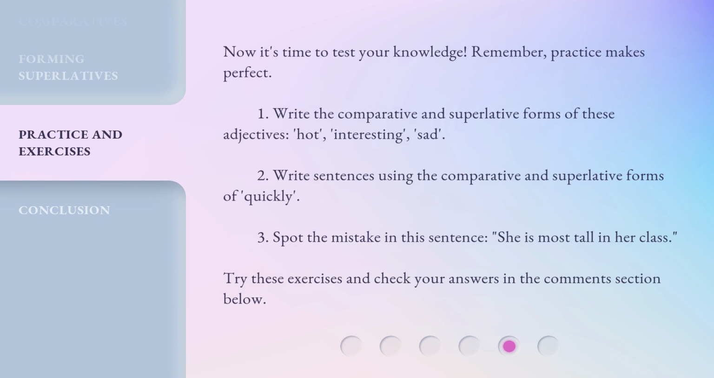Now it's time to test your knowledge. Remember, practice makes perfect. 1. Write the comparative and superlative forms of these adjectives: hot, interesting, sad. 2. Write sentences using the comparative and superlative forms of quickly. 3. Spot the mistake in this sentence: she is most tall in her class. Try these exercises and check your answers in the comments section below.